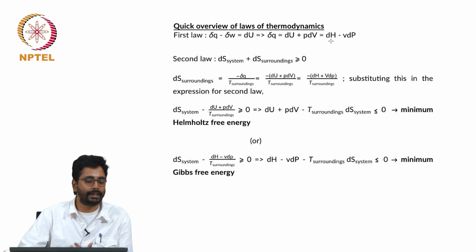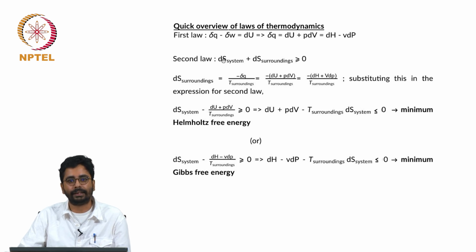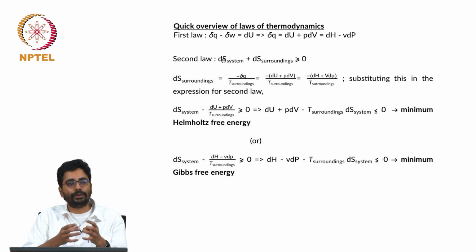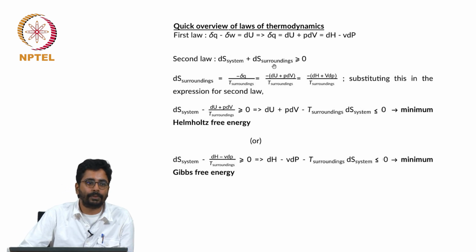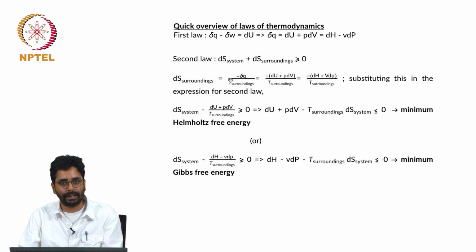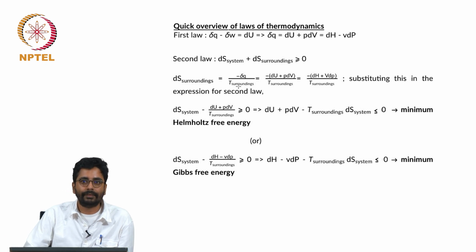Enthalpy is simply internal energy plus PV. Okay. And the second law is the law of entropy, which says that when you have an isolated system which can be split into a system plus a surrounding, the entropy change for the system plus the entropy change for the surrounding will always be greater than or equal to 0. Okay. So now the entropy change for the surrounding is the heat that is transferred from the system to the surroundings, which is negative delta Q, the heat that is lost from the system, divided by the temperature of the surroundings.